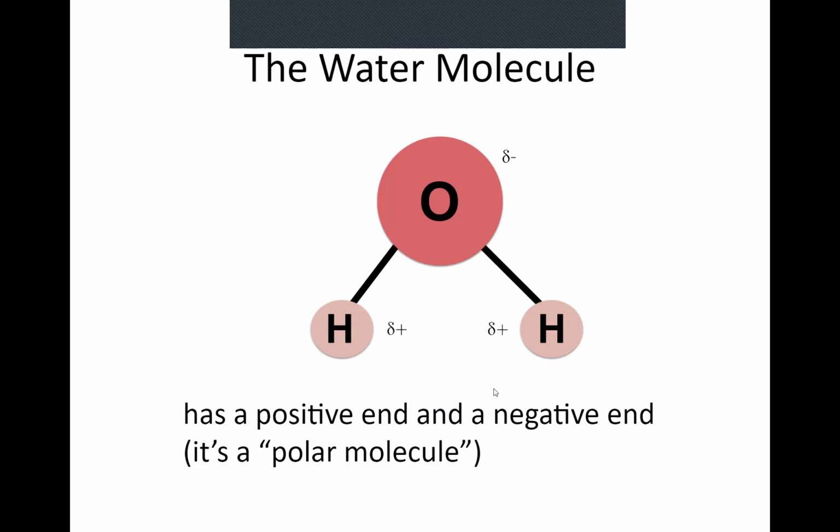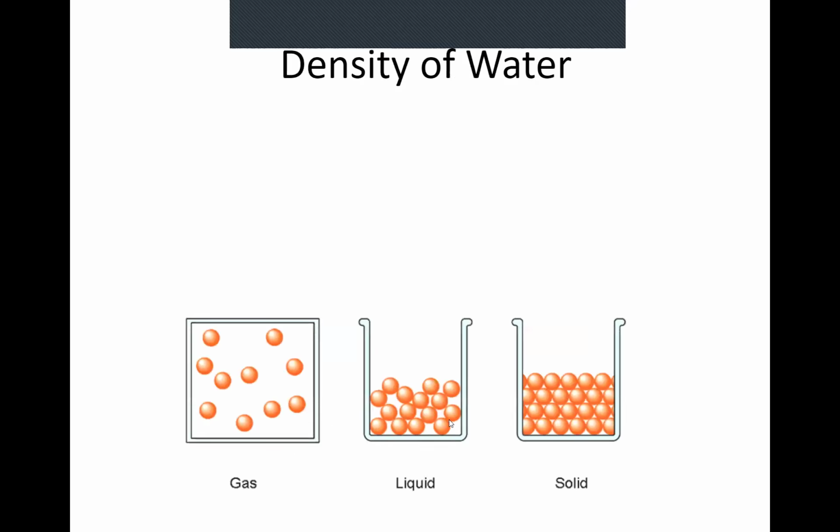So any kind of a bond where there's a positive and negative end is called a polar bond. And then when you consider the entire molecular shape, you may have polar bonds that cancel out. Well, in the case of water, they don't cancel out because of the bent shape. And so we say this is a polar molecule in addition to having polar bonds.